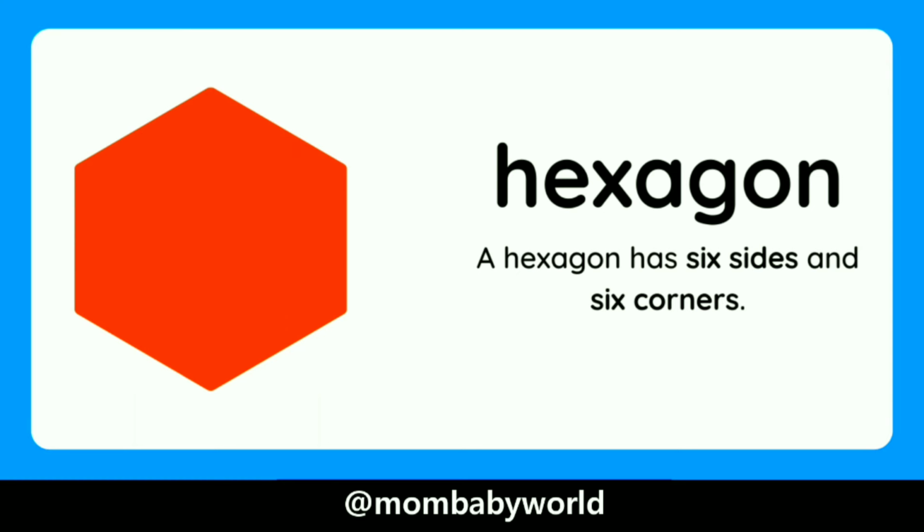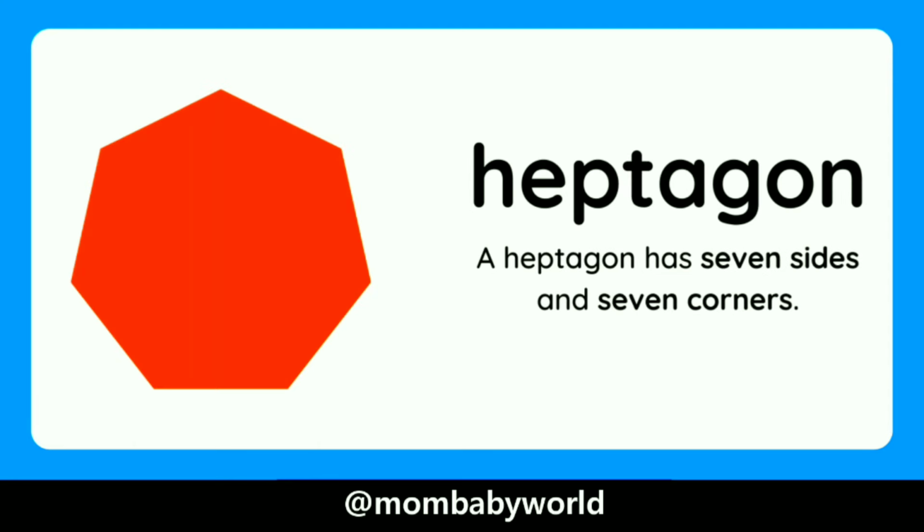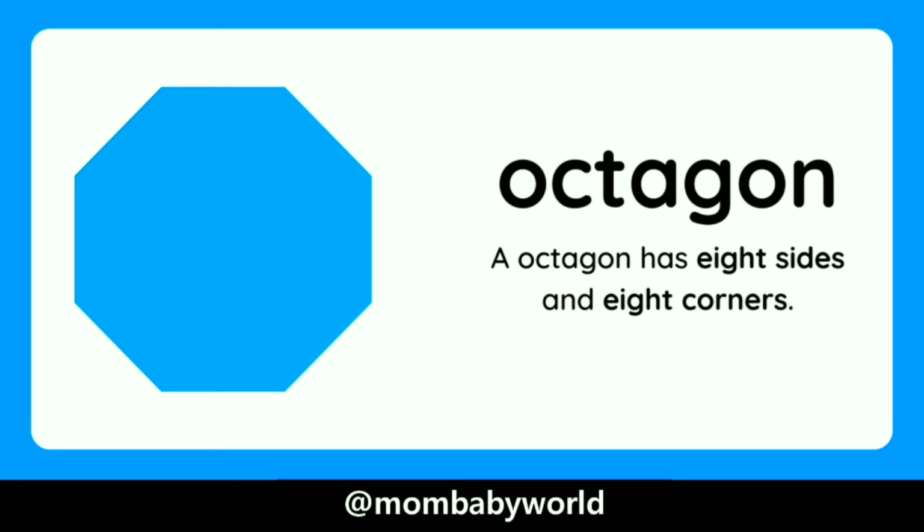Hexagon. A hexagon has 6 sides and 6 corners. Heptagon. Heptagon has 7 sides and 7 corners. Octagon. Octagon has 8 sides and 8 corners.